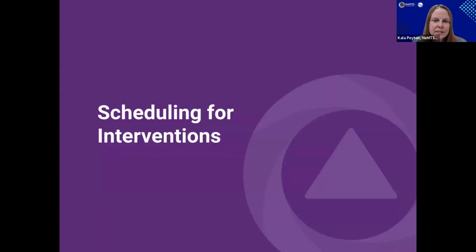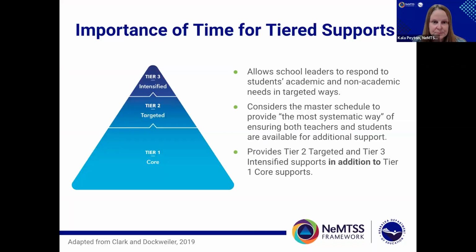The third essential piece of building a sound infrastructure within the master schedule is scheduling for interventions. It is important to secure and protect additional time for students when Tier 1 core supports alone are not meeting the whole child needs. If this isn't a common practice for you, here are a few nuggets of information to compel you to start this evidence-based practice.